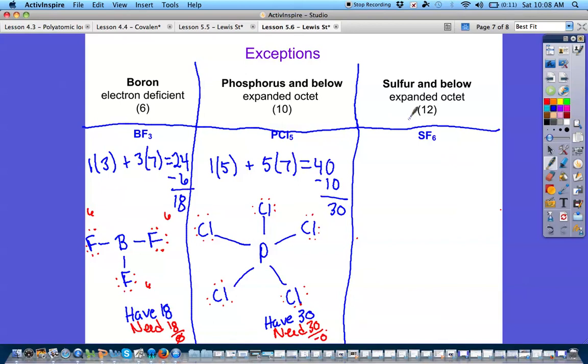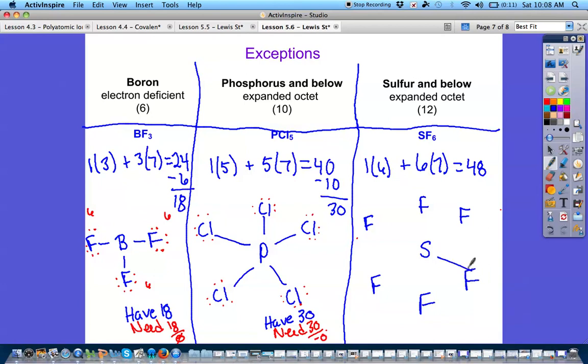Now for sulfur hexafluoride. So we have 1 sulfur. Sulfur has 6 valence electrons. We have 6 fluorine. Fluorine has 7 valence electrons. So that is going to give us a total of 48 electrons. We're going to put sulfur in the center, and then we are going to arrange the fluorine around the sulfur.